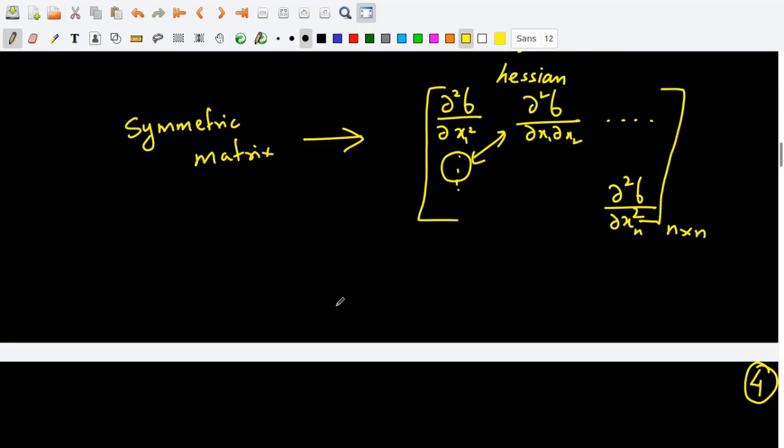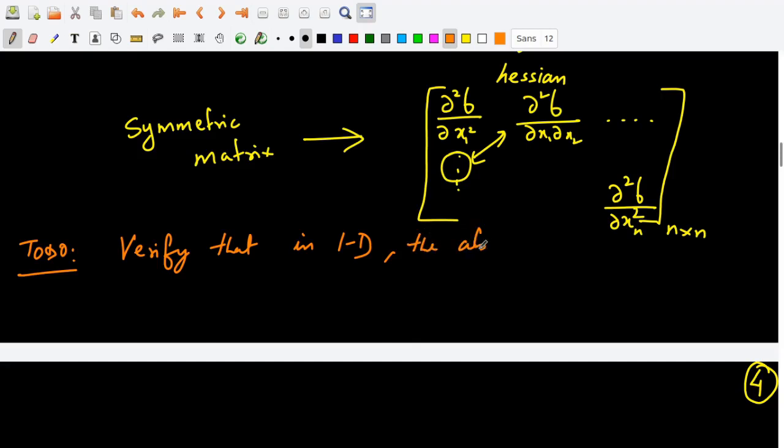So what you should try on your own is verify that in one dimension the above formulas make sense. You will see something familiar which is very intuitive when n is 1.